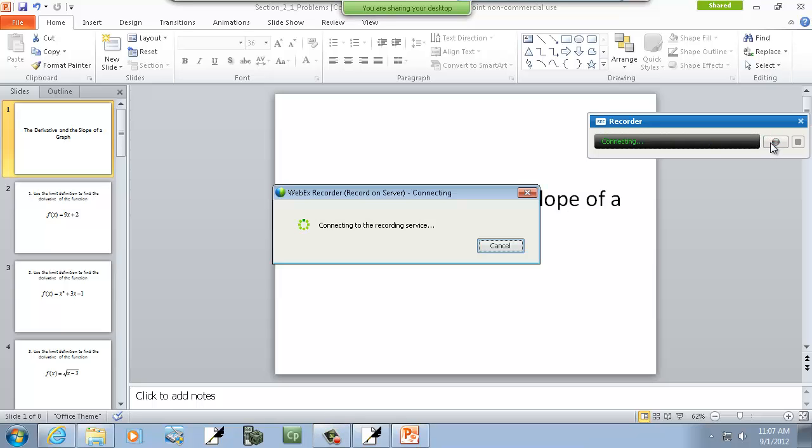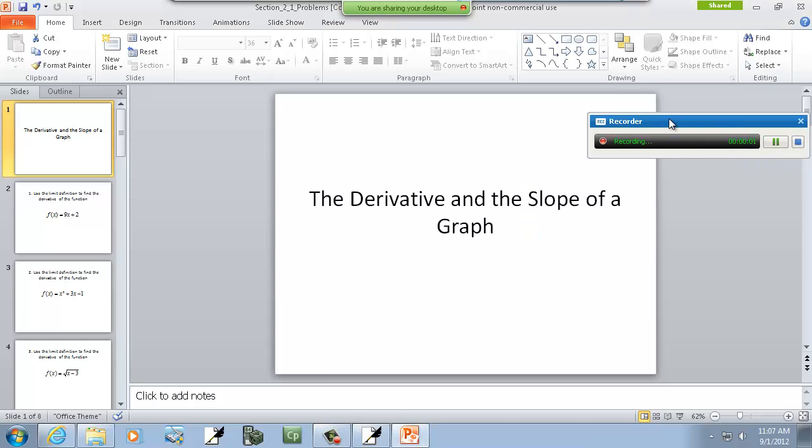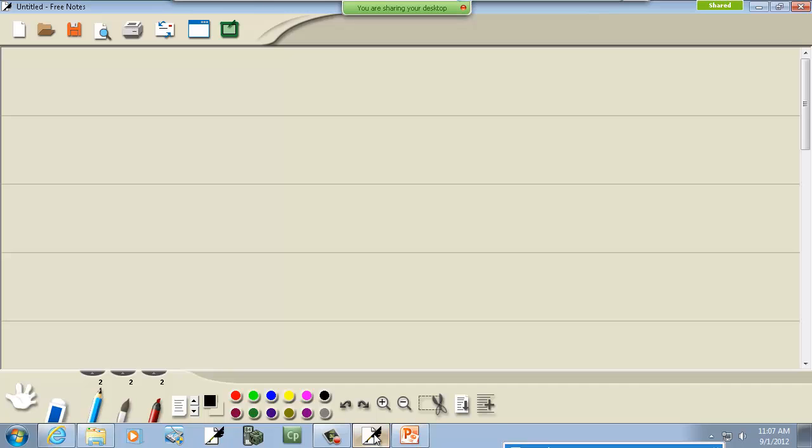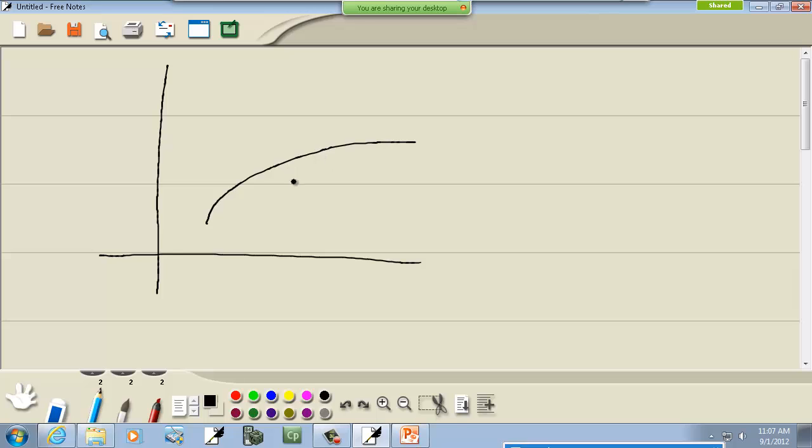Let's take a look at the derivative and the slope of a graph. Let's take a look at some pictures first to wrap our mind around what we'll be looking at. Okay, so we have a graph here, and let me draw it a little bit differently. There, right there. And the derivative, we're going to introduce some concepts here.